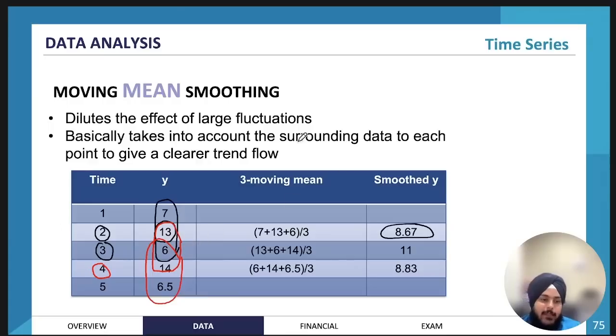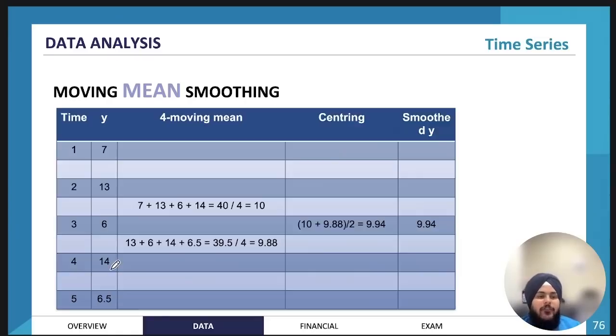So I hope that makes sense. Essentially what we're doing is averaging all the values. For example, we're averaging the value 4, but we're considering the true values surrounding it because it's a 3-moving mean. If it was a 5, then we would consider 2 values either side of the value that you're calculating. But what about if it's an even number that you're trying to calculate the moving mean for?